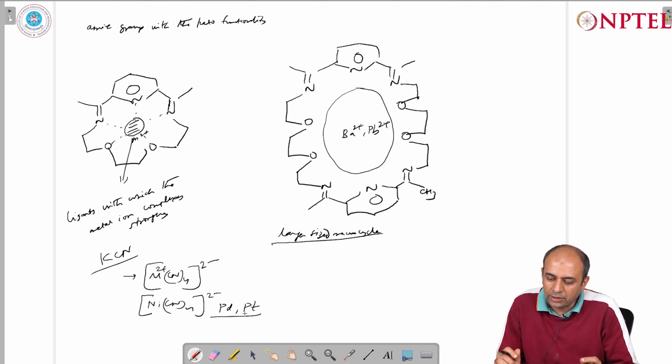In the next lecture, we will go on to the other classes of molecules which exhibit host-guest complexation behavior. For example, we look at calixarenes, we look at cyclodextrins, and so on and so forth.